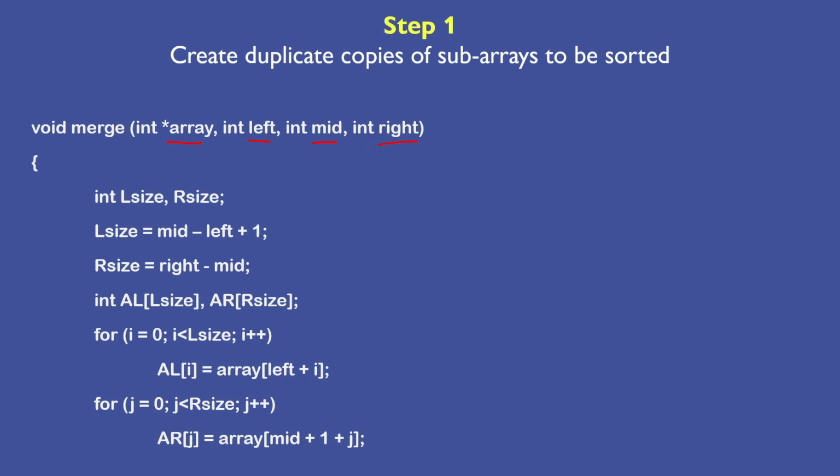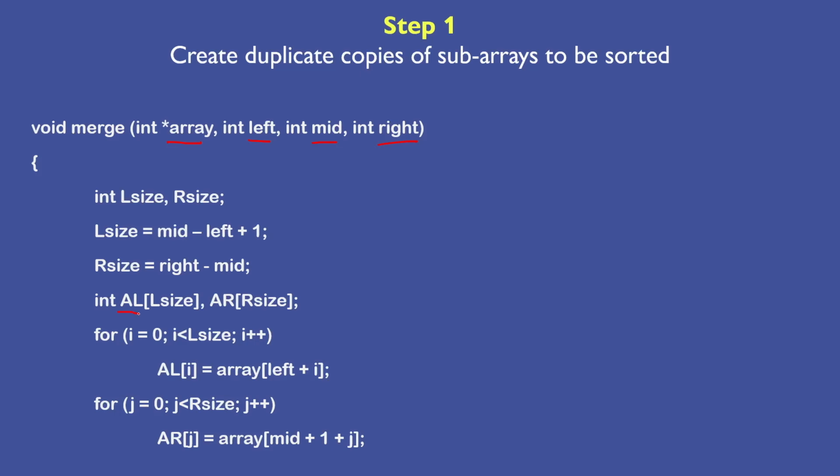Now these two variables, L size and R size, will be holding the size of the array left and array right respectively. To calculate L size, we write mid minus left plus 1, and for calculating R size, the statement that we have written is right minus mid.